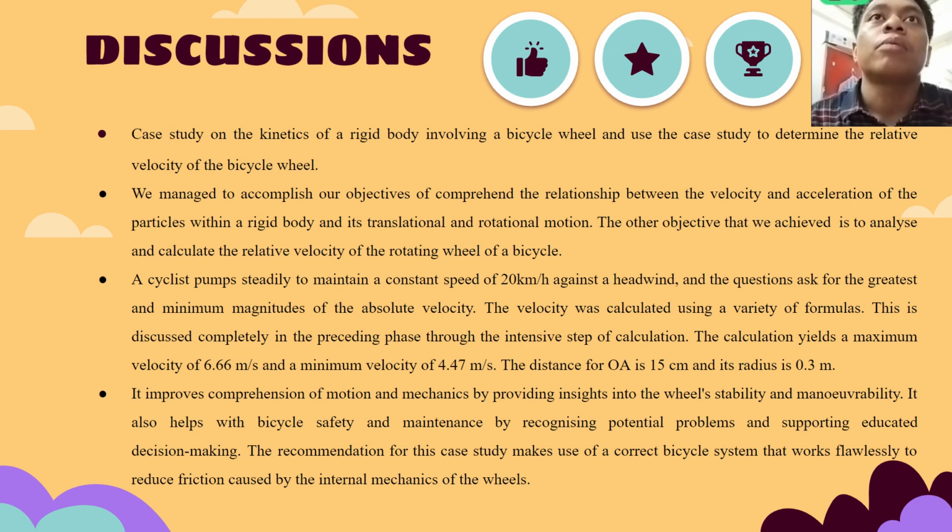From this case study, we learned more about the kinetics of a rigid body and its effect on the bicycle wheel. It improves comprehension of motion mechanics by providing insight into wheel stability and maneuverability. This knowledge can be used to optimize wheel design, increase performance and solve rotational motion difficulties. Understanding the dynamics of rigid bodies provides individuals with problem-solving ability as well as a foundation in mechanics, which can be useful in a variety of disciplines. Aside from that, it taught us about headwinds and their effect on the cyclist. The recommendation for this case study makes use of a correct bicycle system that works flawlessly to reduce friction caused by the internal mechanics of the wheels. That's all from me.